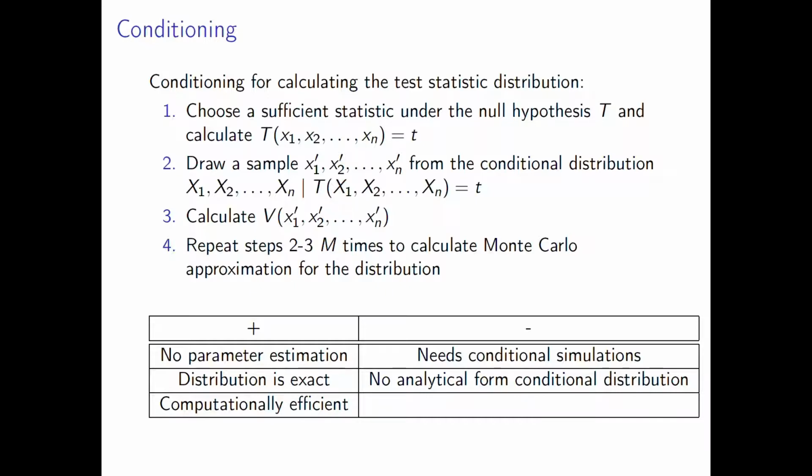But it also has some bad sides. So first of all, we need conditional simulations. And this is what half of this thesis is about: how to draw conditional simulations, to use those simulations in hypothesis testing to construct test statistic distributions. And the difficult part is that usually we don't have the analytical form for the conditional distribution. So we can't just use regular methods like inverse transform sampling and so on.